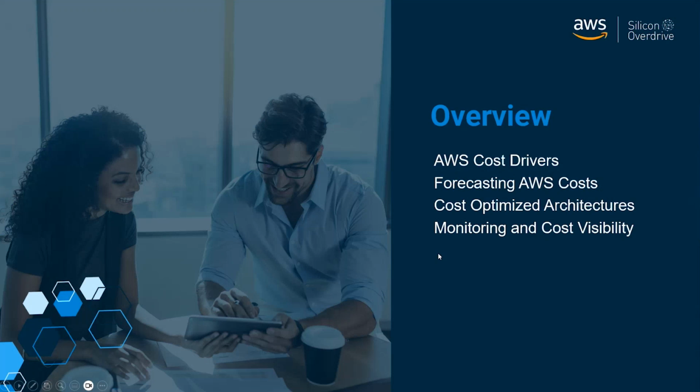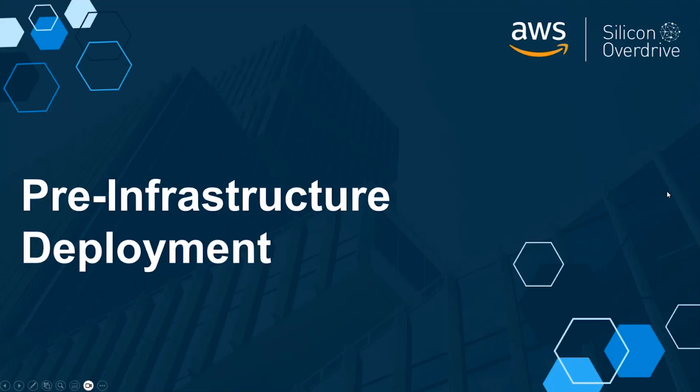And these are the items that we're going to be looking at. What are some of the cost drivers for different services? How do you forecast cost on AWS? Designing for cost-optimized architectures, monitoring and visibility, and then we'll go into some specifics: how do you actually cost optimize on storage? How do you cost optimize on compute? How do you cost optimize on databases? So a few more specifics for the different resource types.